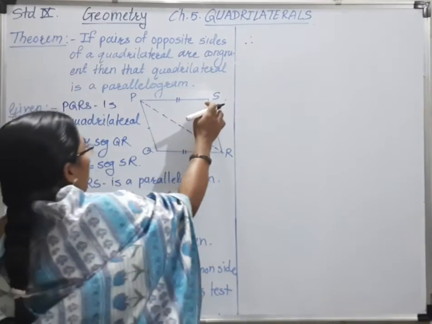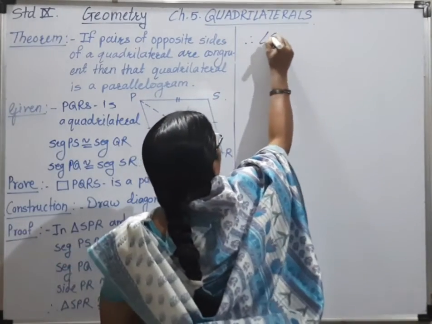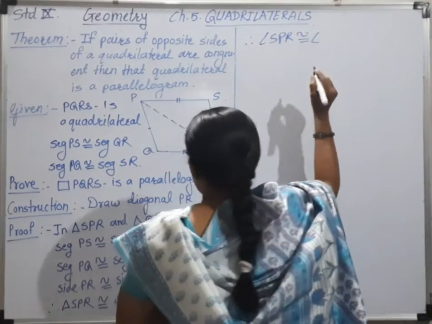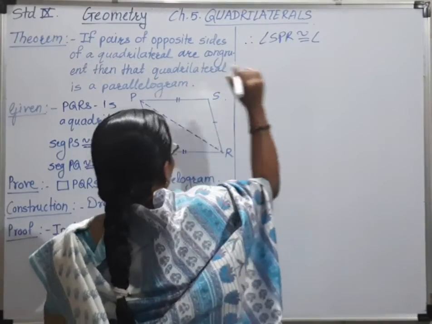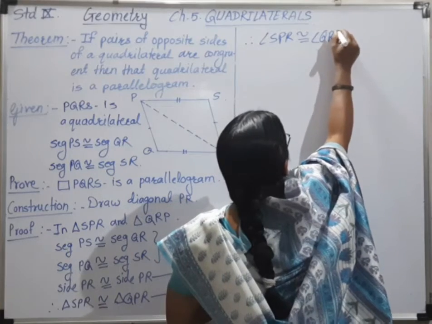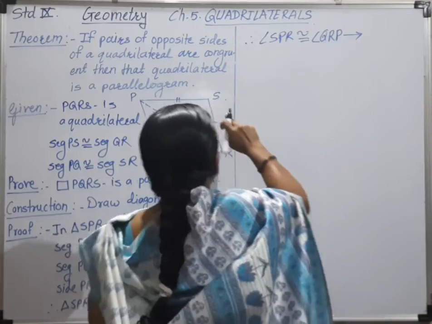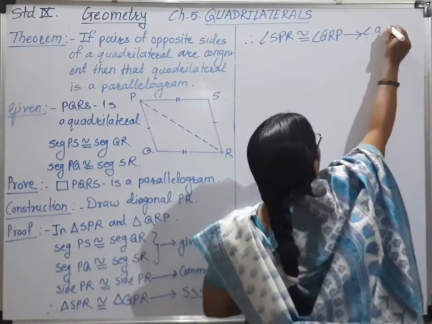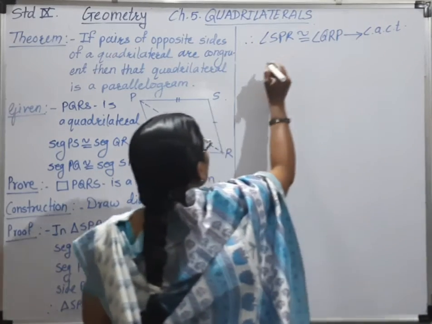Angle. So angle SPR is congruent to angle QRP. And here we can write CACT. CACT: corresponding angles of congruent triangles.